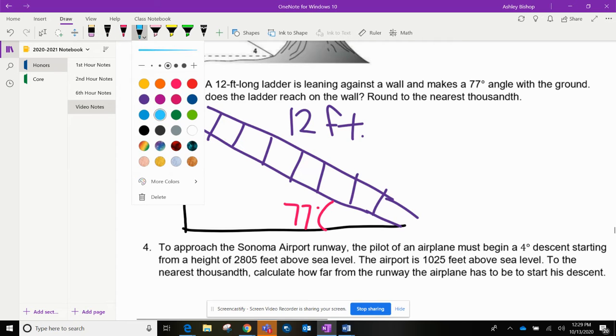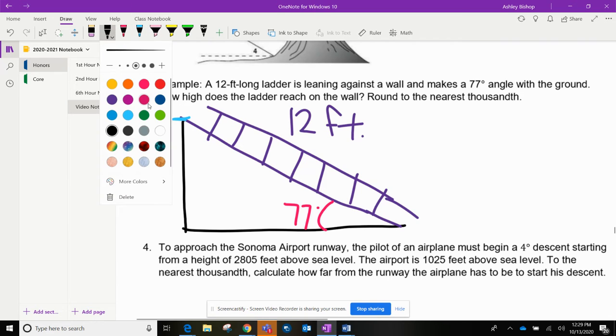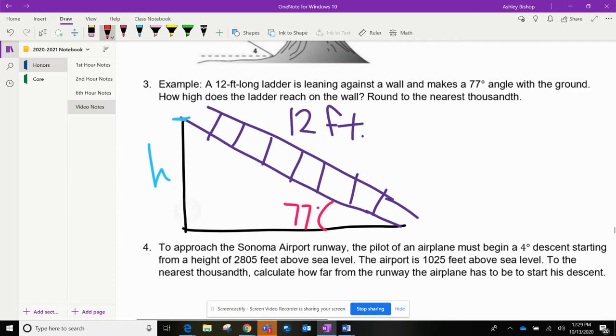Okay, so I want to find the height of the wall. How high is it up here? So what's that height of that wall? And you know how to find this stuff. Let's set it up. We do have a triangle where my right angle is going to be here.